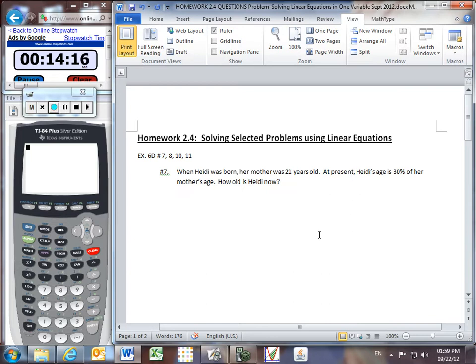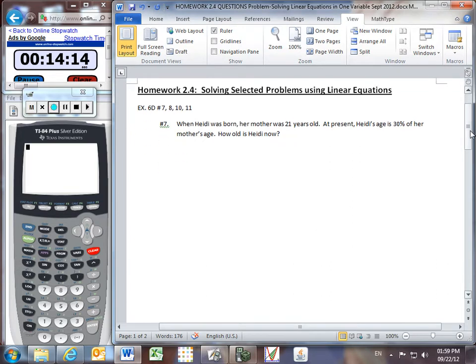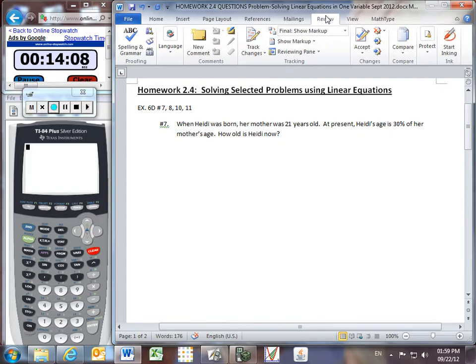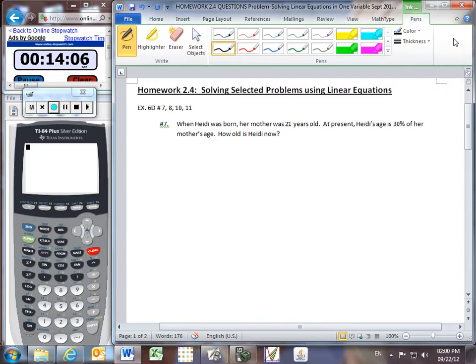So, whenever I read a word problem, I go right to the very end. How old is Heidi now? And so the question's really asking us then to establish Heidi's present age. So let's define our variable. Let x be Heidi's present age.